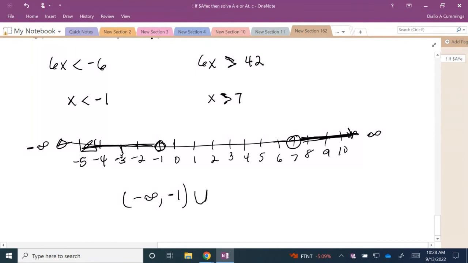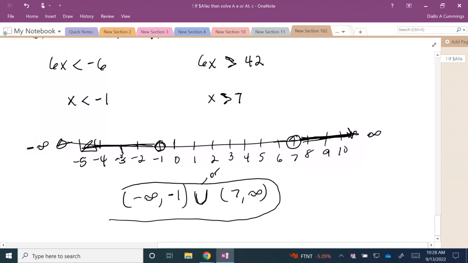Union, right, which is or. Our solutions can lie on the interval from 7 to infinity. Now, if you were to write this interval notation in any other way, it would be incorrect. Your interval notation must follow a number line from left to right. Okay.